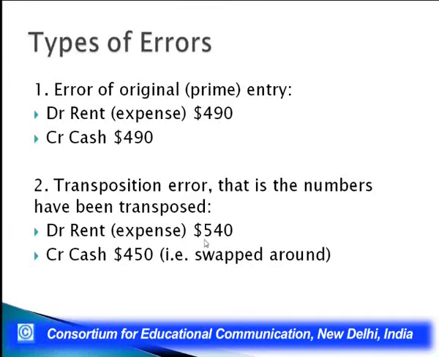My cursor is showing it. So we transposed this value on the debit side. Credit is correct. We did not debit the wrong account. We did not credit the wrong account. Rent was debited, cash was credited, as it was supposed to be, following the principles of accounting. But on one side, the debit side, instead of writing 450, we transposed it as 540. So this type of error is known as error of transposition.